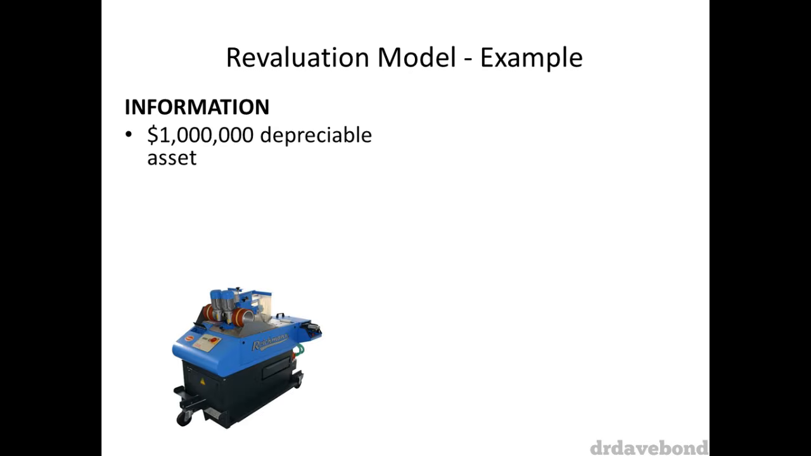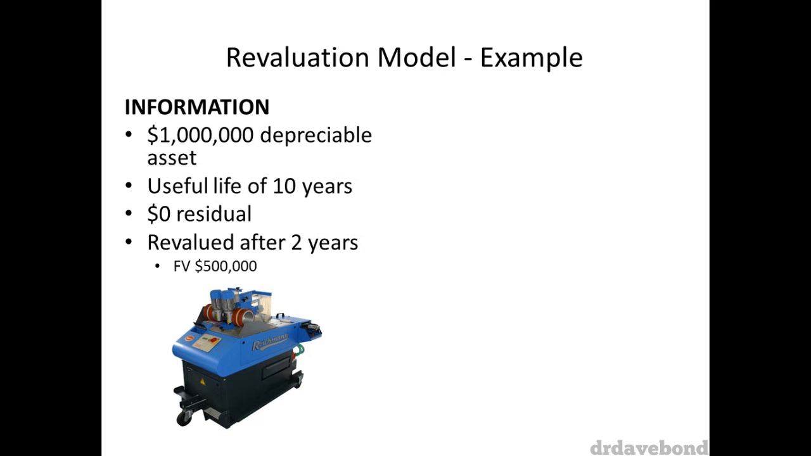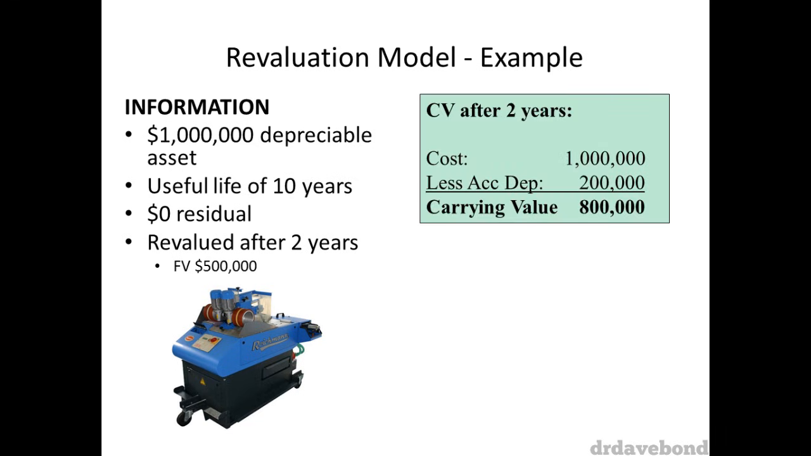Turning now to a longer example. In this example, we have a depreciable asset purchased for $1 million. It has a 10-year useful life and is zero residual. After 2 years, it is revalued to $500,000. The first thing to determine is the carrying value of the asset. The depreciation expense is $100,000 per year, so after 2 years the total accumulated depreciation is $200,000. Deducting this from the cost of the asset gives us a carrying value of $800,000. This is greater than the fair value of $500,000, so we have a downwards revaluation of $300,000.